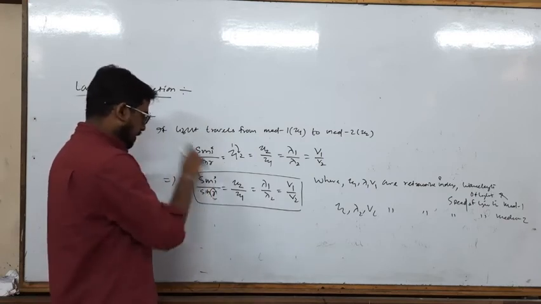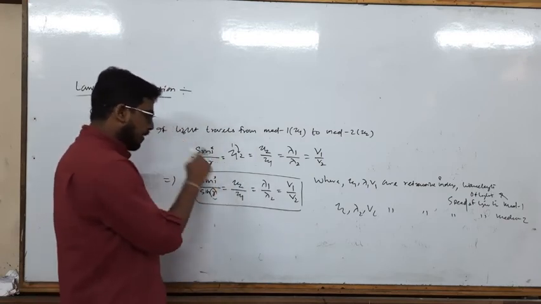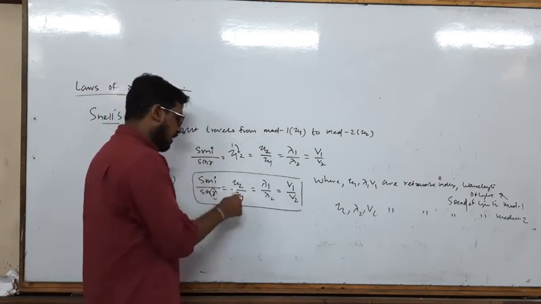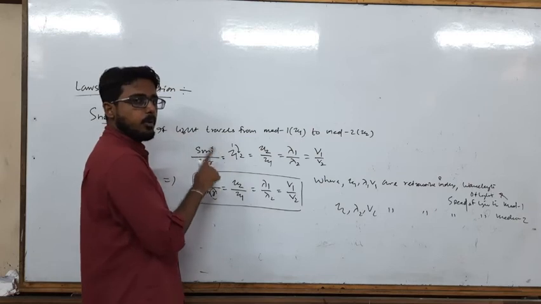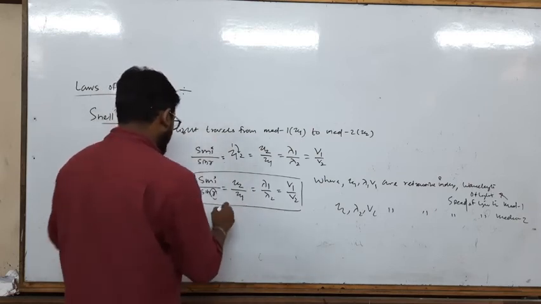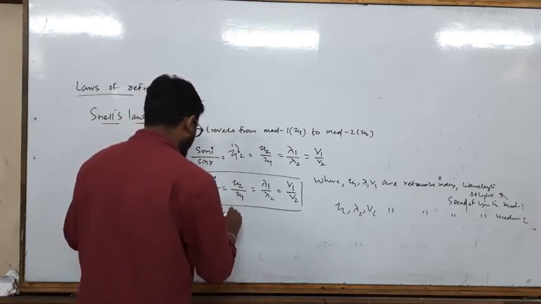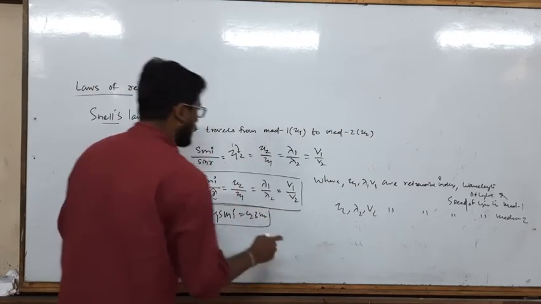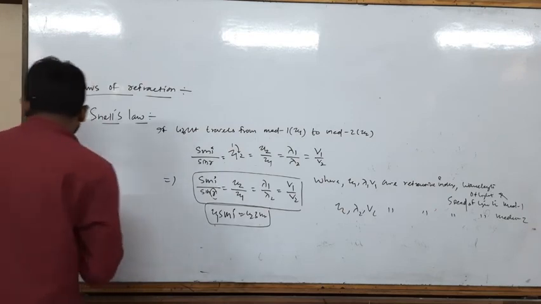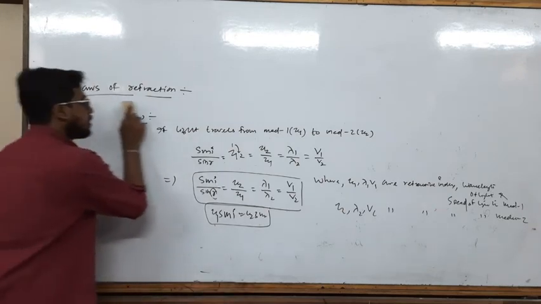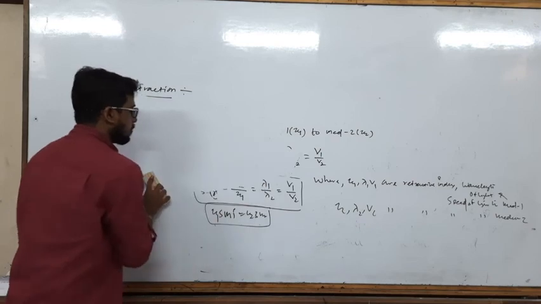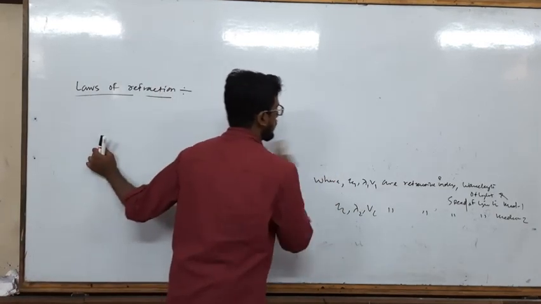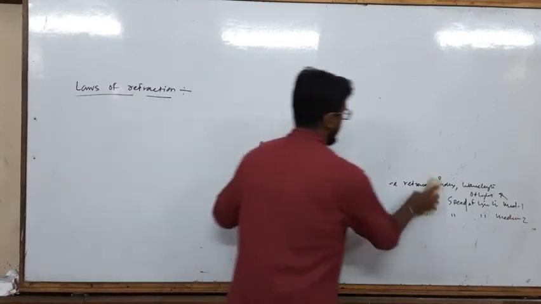And here what are mu2 and mu1? Mu2 is the refractive index of the medium to which light is going, and mu1 is the refractive index of the medium from which light is coming, and combining this relation we can write mu1 sin I equals mu2 sin R. These relations are important, you have to remember this. Clear? So the important point is mu2 is always the refractive index of the medium to which light is going, and mu1 is the refractive index of the medium from which light is coming.